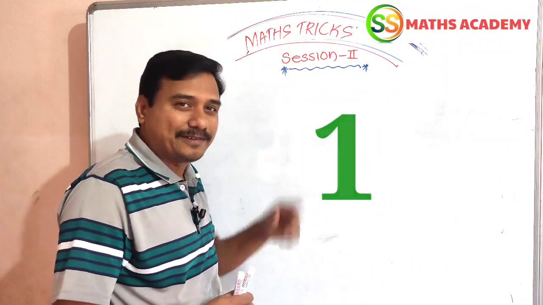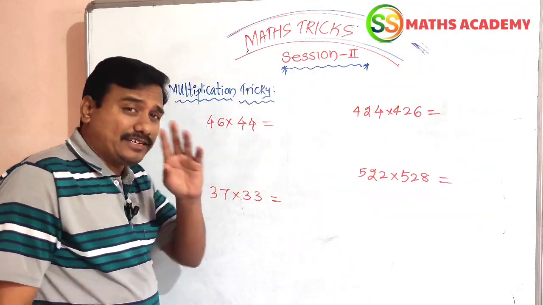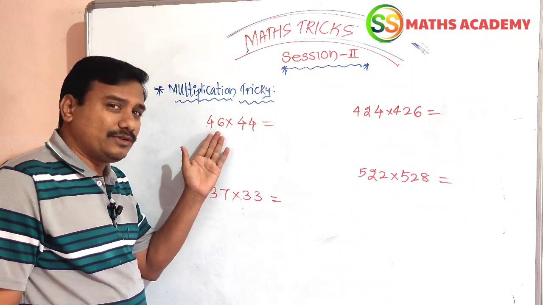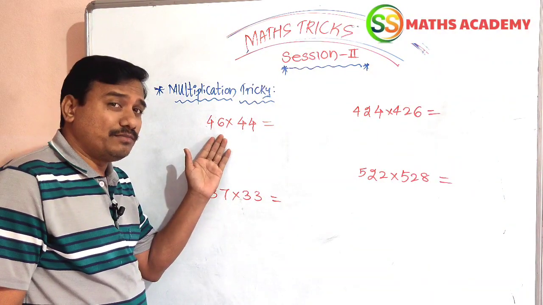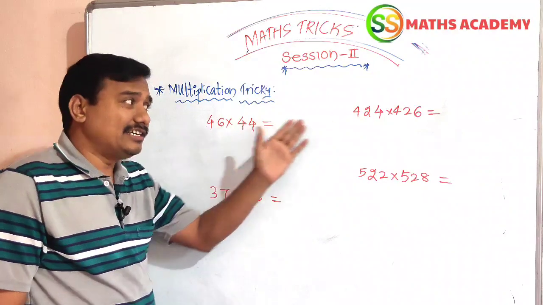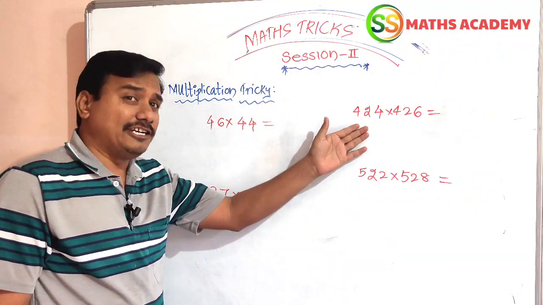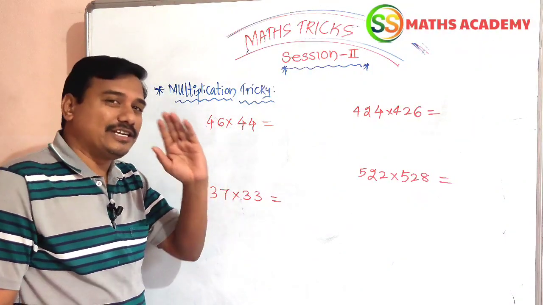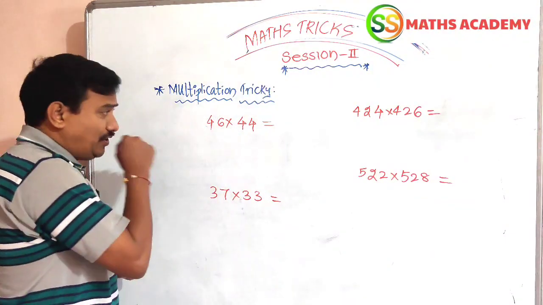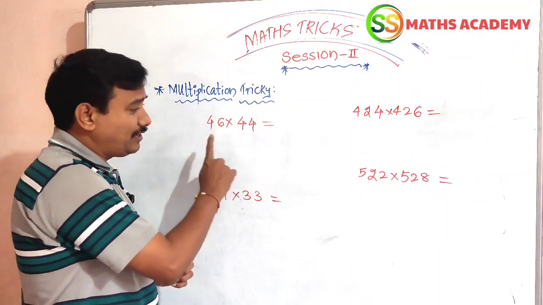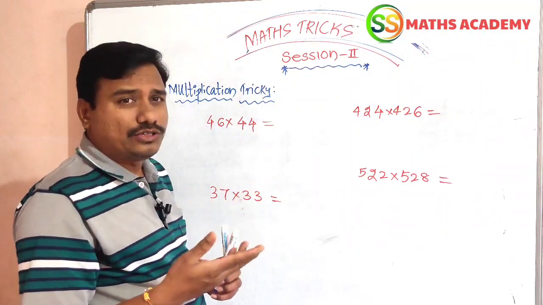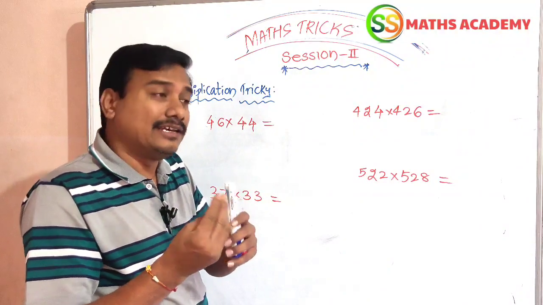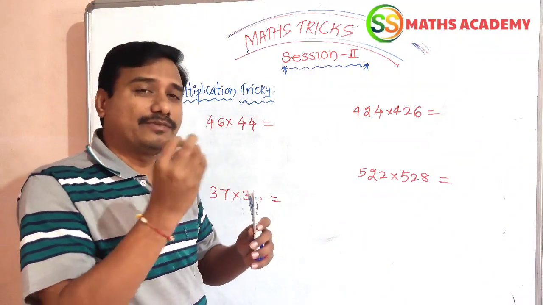Technique number 1. Okay, friends. Now trick number 1, multiplication trick. Yes, 2 digits are multiplied with 2 digits. Here 3 digits are multiplied with 3 digits. Now in a fraction of a second we should get the answer. What is the technique? Let us see. Now friends, if you multiply these two, you should get 2024 as the answer. It will take some time, 1 or 2 minutes. But if you follow this technique, it will come in 5 seconds.